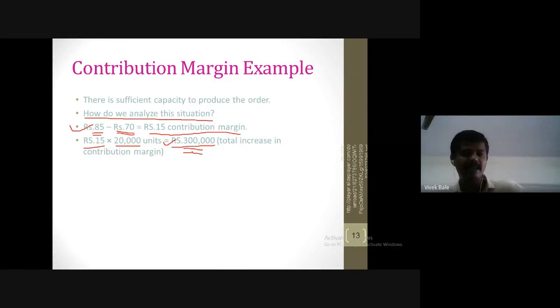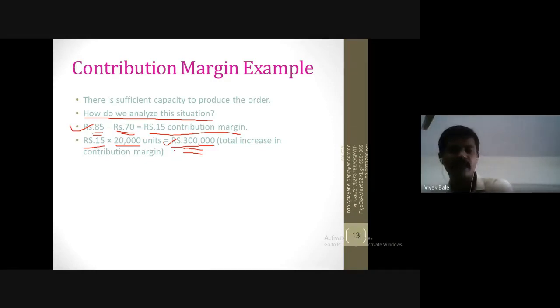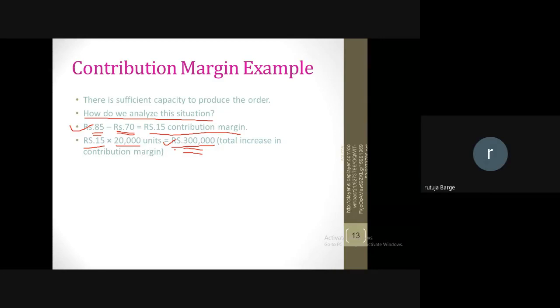Is it clear? Hello, please someone give me a reply. Is it clear? Contribution is rupees 3 lakh. Yes, sir. Yes, sir. Okay. Now shall I move to the next slide? Yes, sir. Okay.